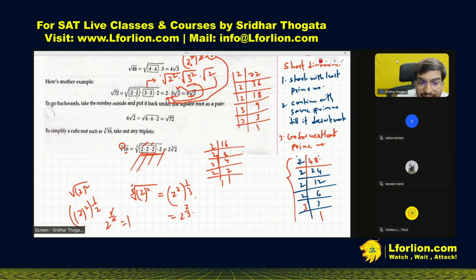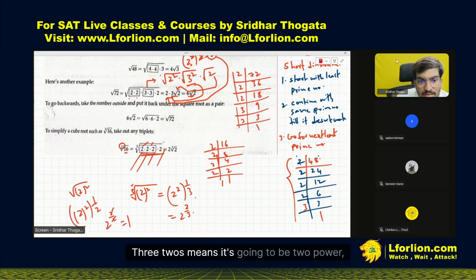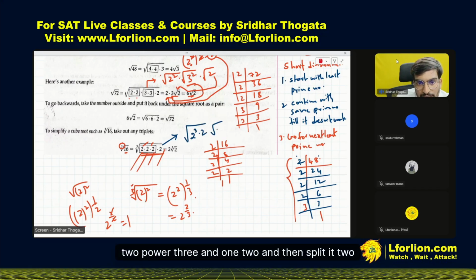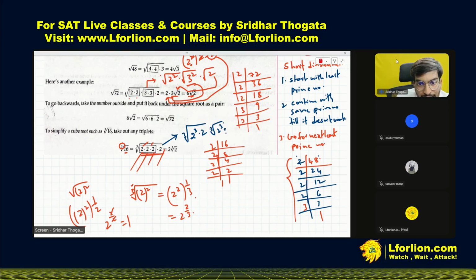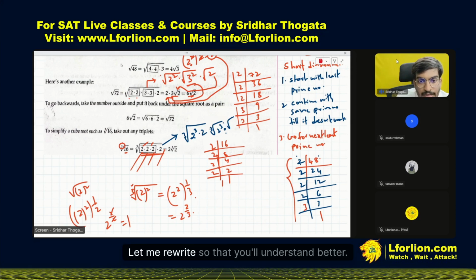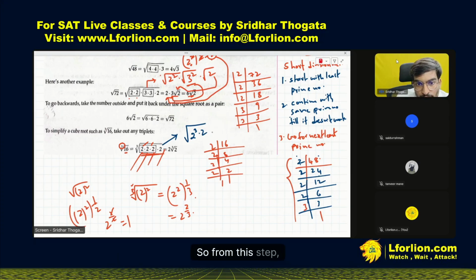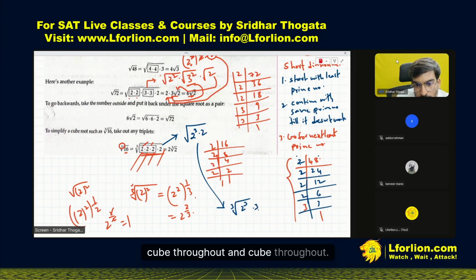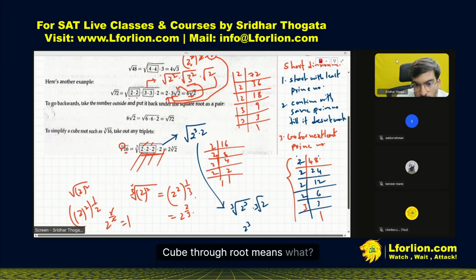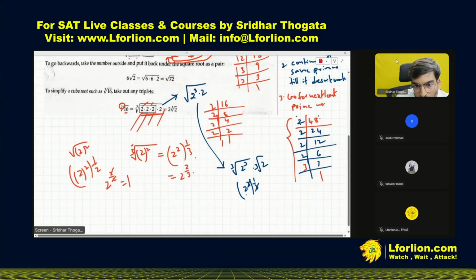And whenever 3 is there, you have to go for 3 twos. Then what do you get? 3 twos means it's going to be cube root of 2 power 3, and 1 2. And then split it. Cube root of 2 power 3 and cube root of 2. This part will cross out. Let me rewrite so that you'll understand better. So from this step, what happens? This thing I'm separating into cube root of 2 power 3 and cube root of 2. 2 power 3 cube root means what? Whole power 1 by 3. This goes out. That's cube root of 2. So 2 cube root of 2.